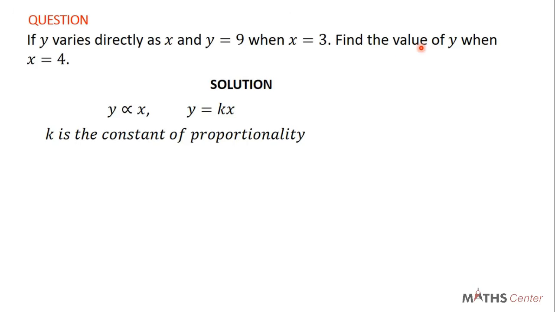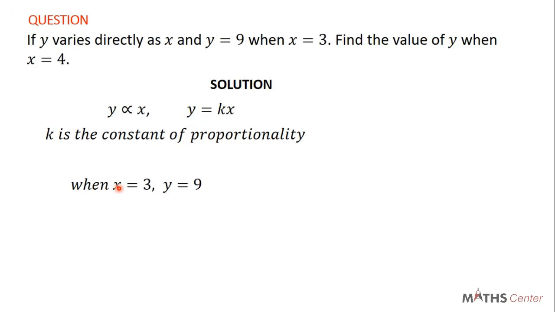The question says that we should find the value of y when x is equal to 4. In order to do that, we need to find the value of the constant of proportionality. To help us find the value of k, we have been given y is equal to 9 when x is equal to 3. So that is what we are going to use. You substitute these values into the expression y is equal to kx.